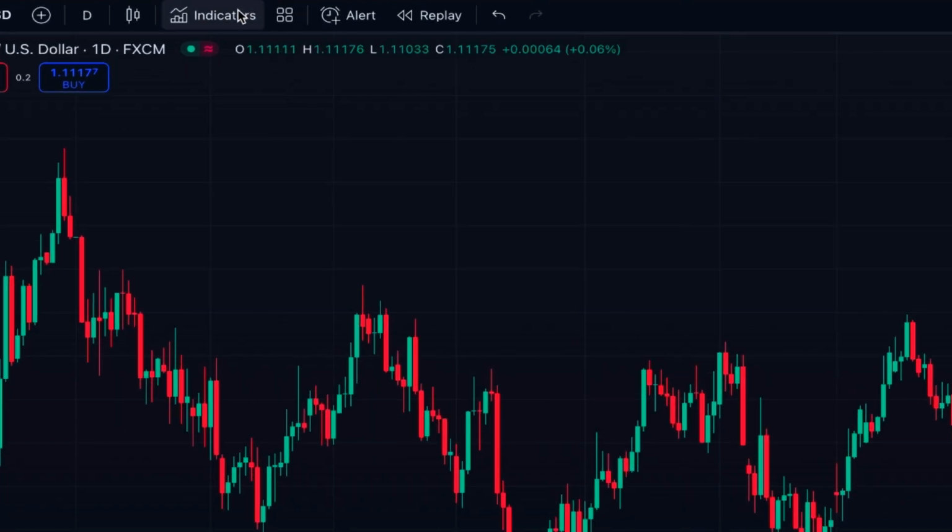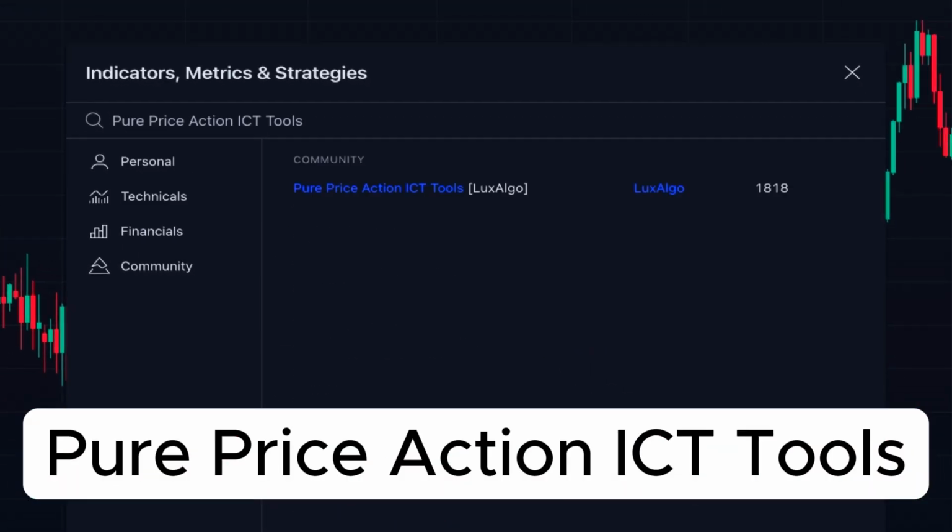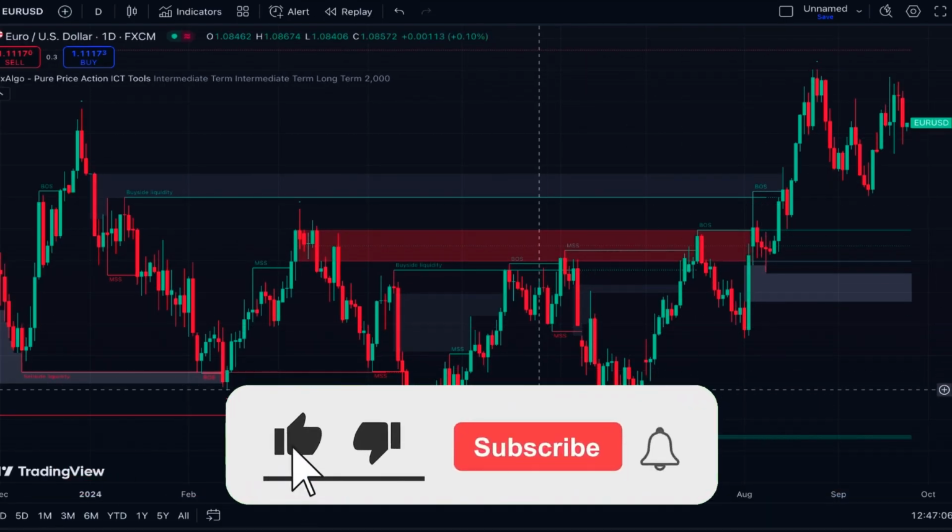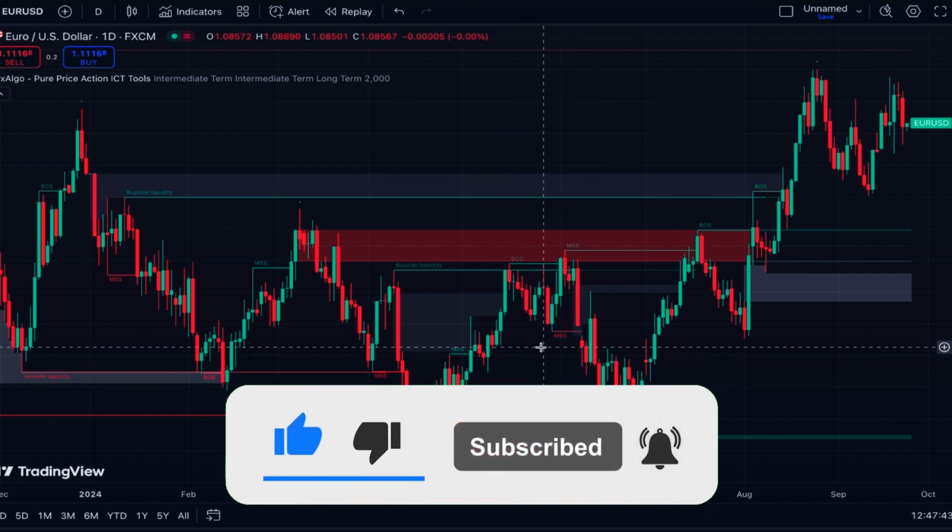Here we click on indicators and search for Pure Price Action ICT Tools, this one, which is a free indicator from LuxAlgo and published just recently. As you can see, lots of levels and information are added to the chart, which I will explain shortly.